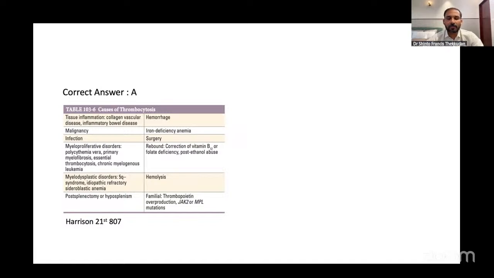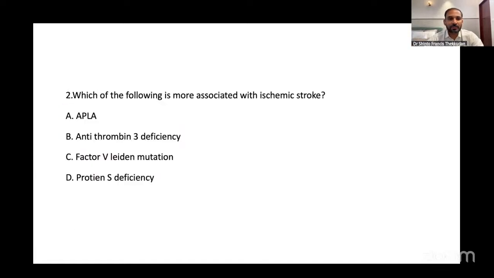CRP, yes, you can check for inflammation or infections. But here, iron deficiency anemia is already in the question, so probably option A would be the best fit.